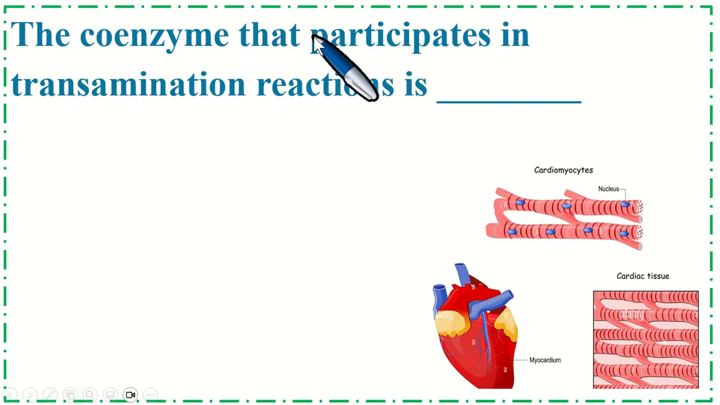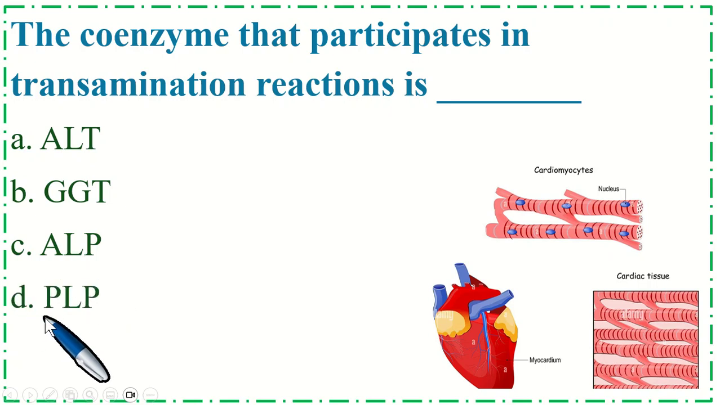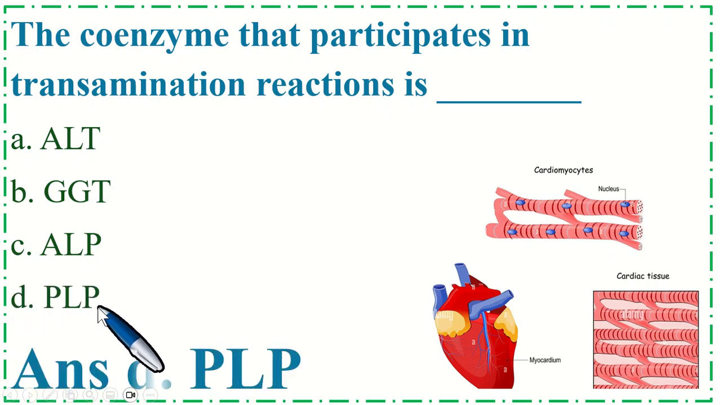The coenzyme that participates in the transamination reaction of dash. Option A ALT, B GGT, C ALP, D PLP. Correct option is D PLP.